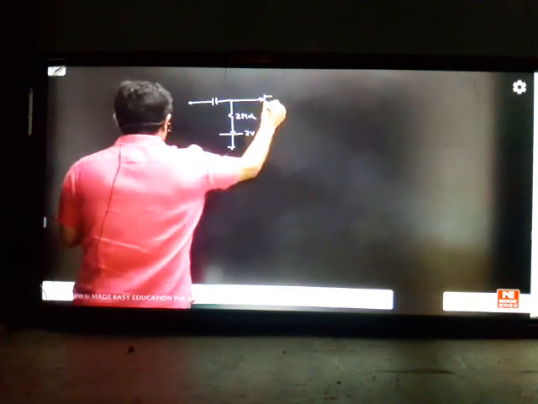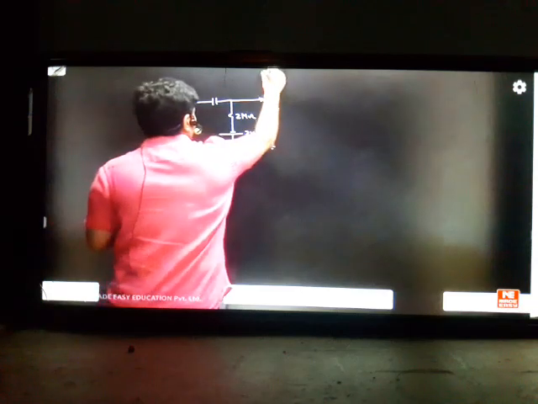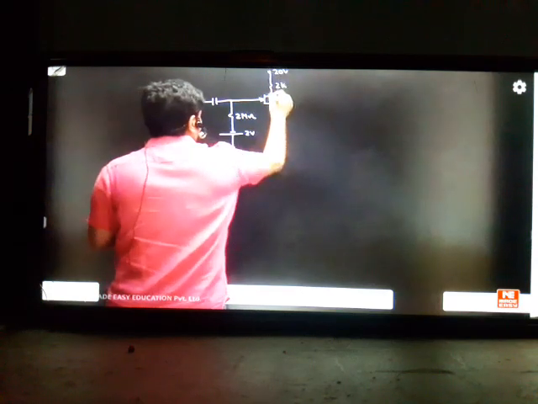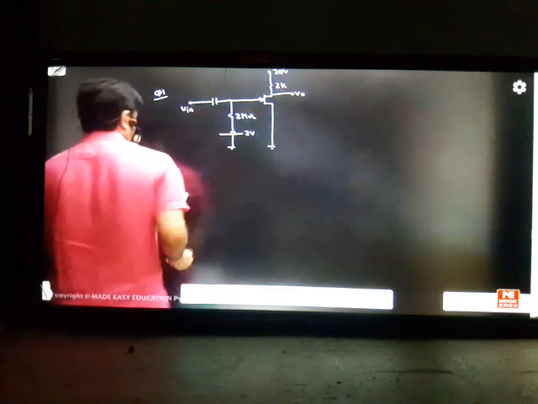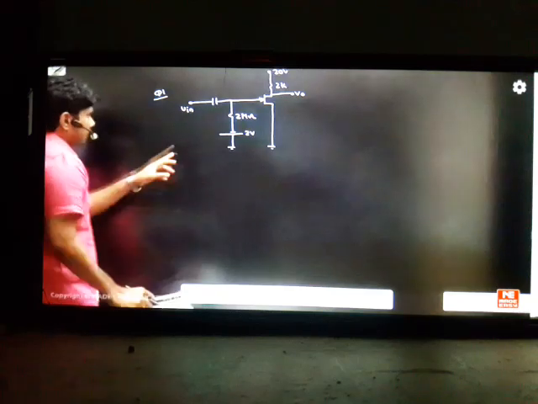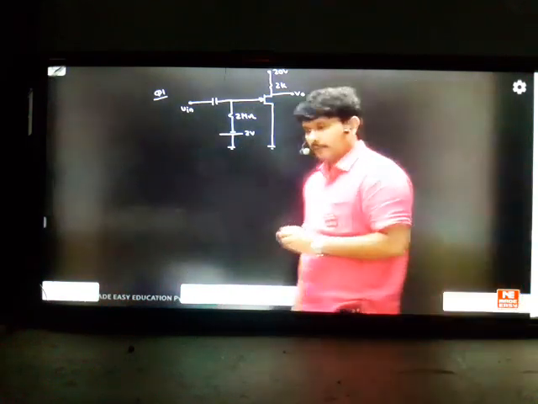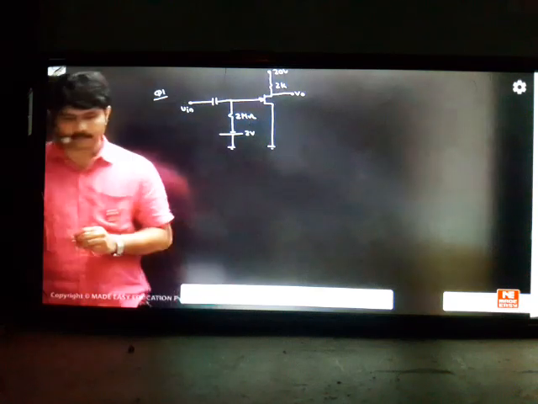This is a MOSFET, sorry, it's a JFET given. This is 20 volts. This is 2 kilo ohms. This is your output. This is your input. First of all, tell me, what is the circuit name? It's a common source, bypass or unbypass. First recollect it. The circuit name is common source bypass or unbypass.